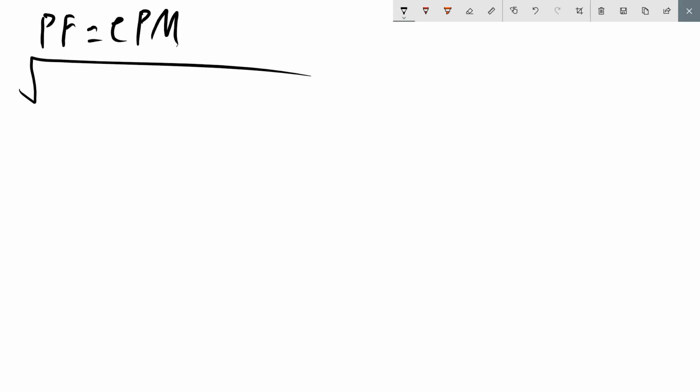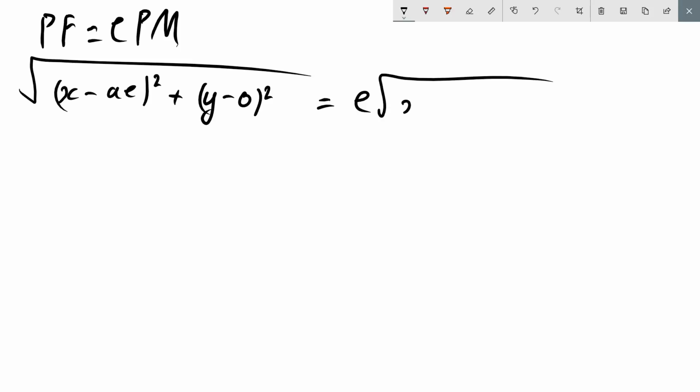P to F is equal to the eccentricity times P to M. Let's write the distance formula for it. First, P to F is going to be the square root of x minus ae squared plus y minus 0 squared. It's going to equal e times the square root of x minus a over e squared plus y minus y squared. Remembering the points for the focus and the directrix.